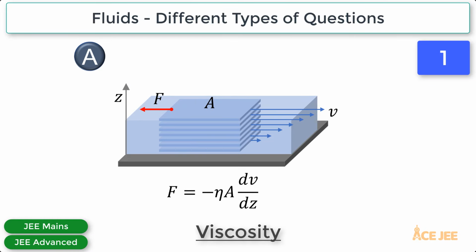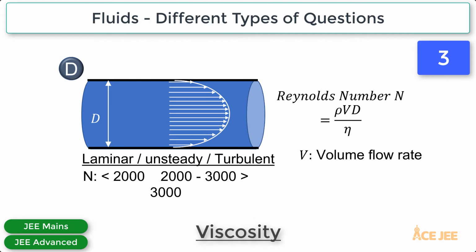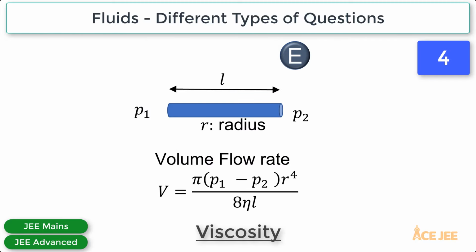Now, moving on to question types on viscosity, here you might be asked to determine viscous force between layers of a parallel flow, or you might be given a spherical body moving through air or liquid, where you will be asked to determine the terminal speed. Or you might be asked to comment on the nature of the flow through a pipe by determining the Reynolds number. Or you might be asked to determine the flow rate through a capillary using Poiseuille's formula.